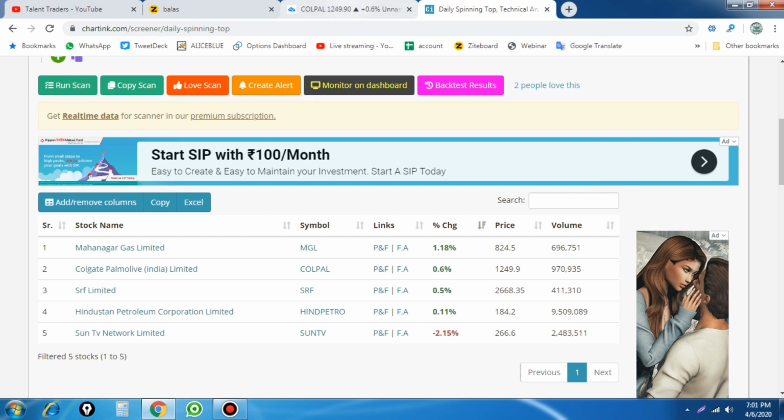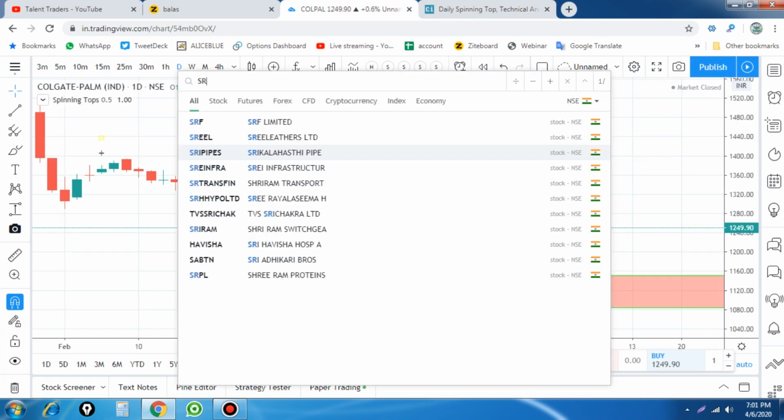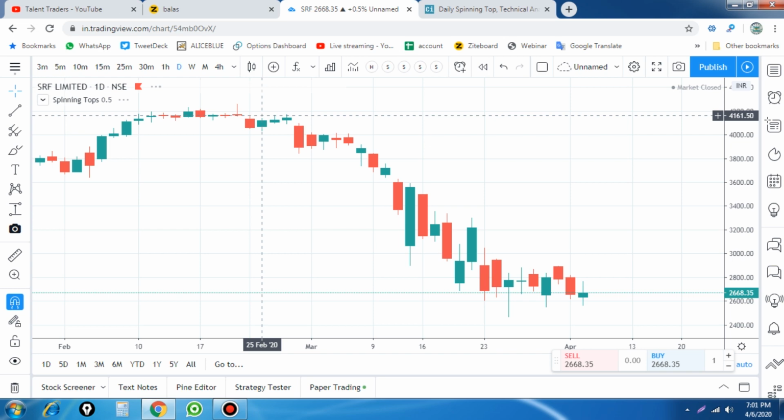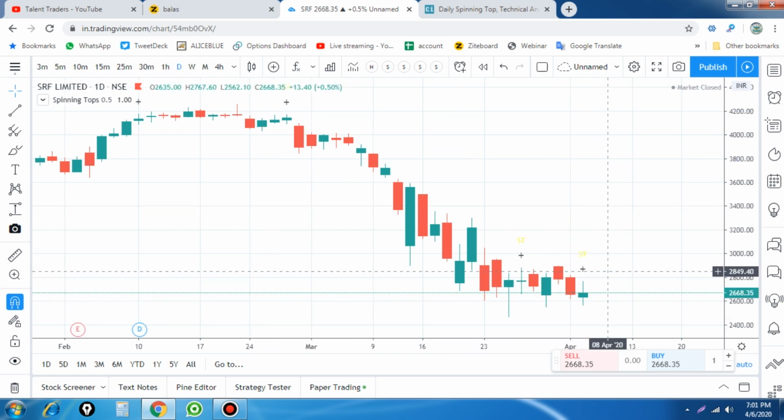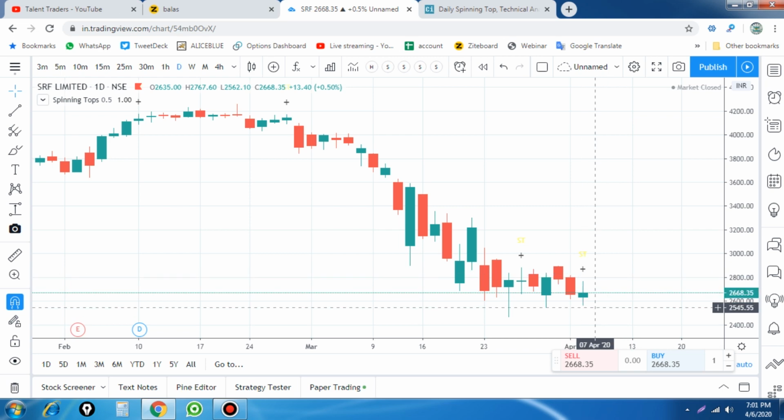And second, SRF. Let's find out SRF. Here SRF also forms what looks like a spinning top candle, which forms like a morning star. It's an exact morning star, right? So the bullish candle, and it's not a gap down below that. Yeah, it is a gap down from the previous close price. Okay, it is also a valid spinning top.